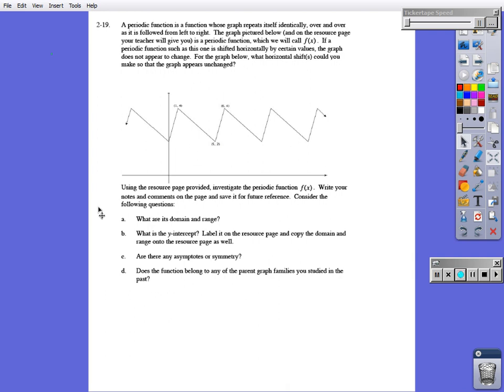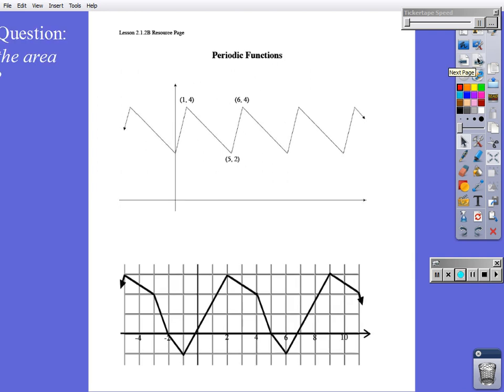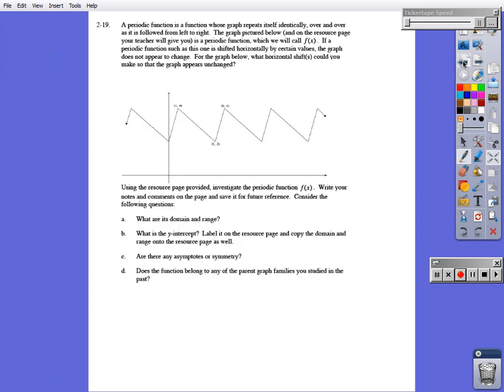Periodic functions such as this one, if shifted horizontally by certain values, the graph does not appear to change. For the graph below, what horizontal shift would you have to have? Now that's as simple as taking a look at this graph and noticing here on the resource page that this point and this point coincide. Therefore, if I shifted this point that far, the graph would stay the same. And what distance is that? That distance is 5.